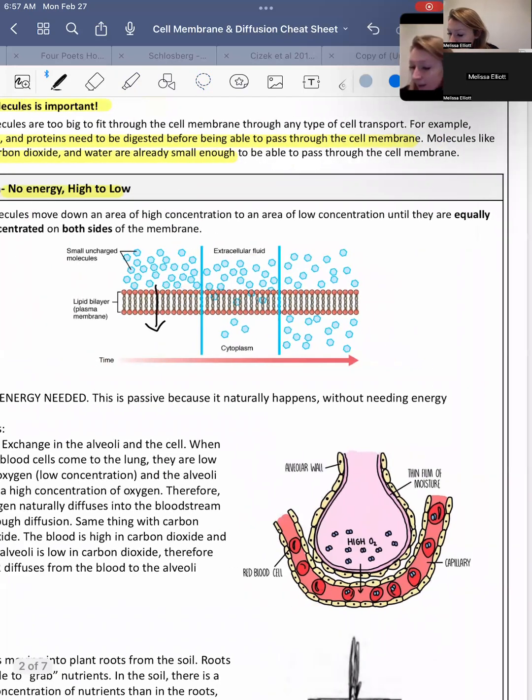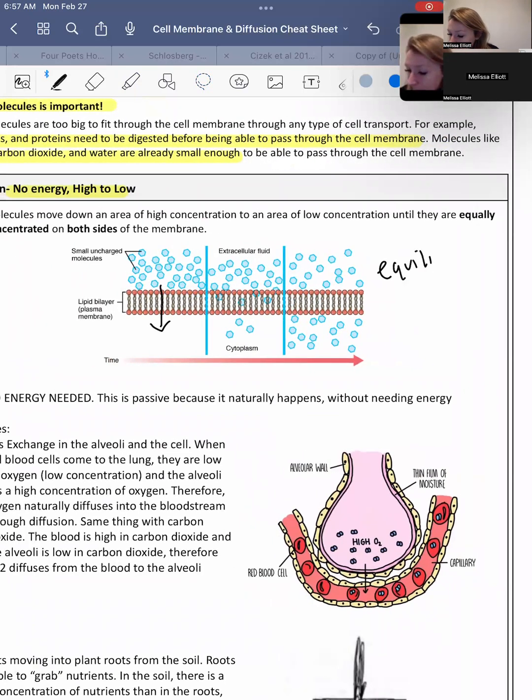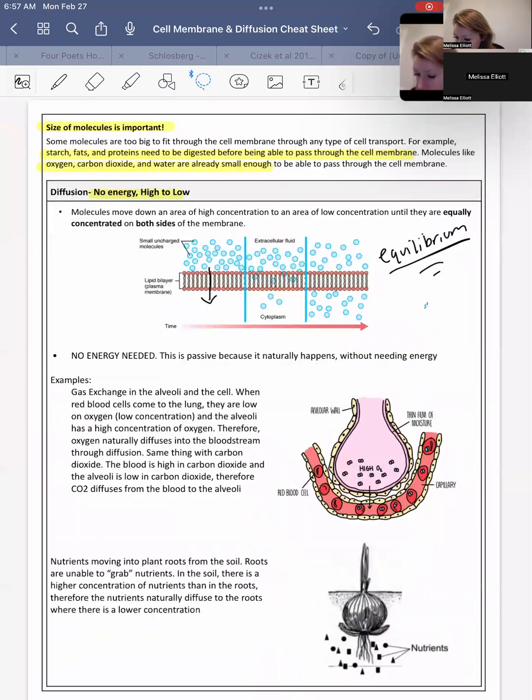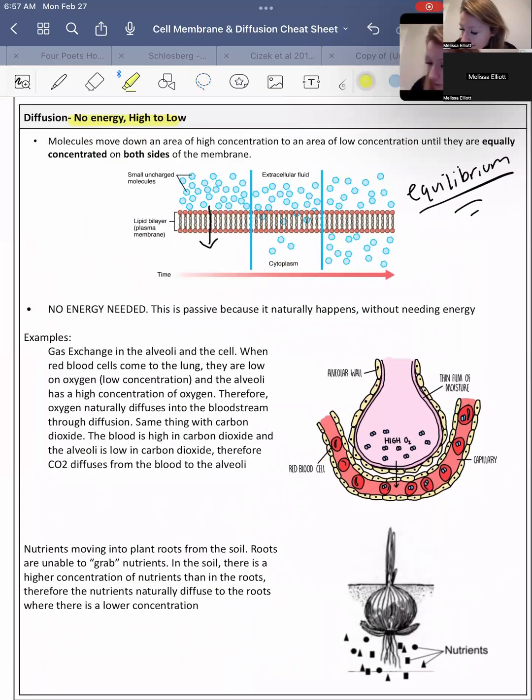And then remember that we have that equilibrium. They're going to move until they're equal on both sides. This is at equilibrium right here. All right, so remember, no energy needed because this is where molecules want to move, and they'll naturally do that.